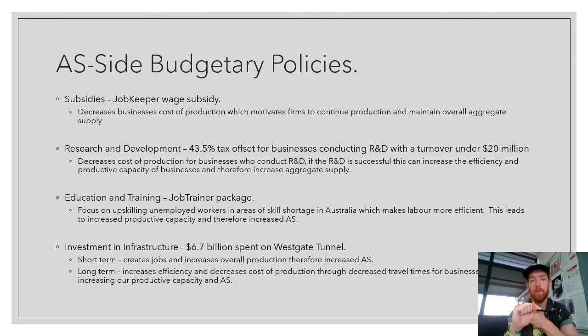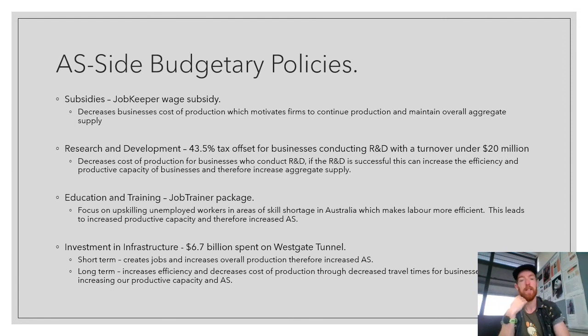With education and training, we've got the job creator package. You'd also look at the job maker package, but it's focusing on upskilling unemployed workers in areas of skill shortage in Australia to make labour more efficient. This leads to increased productive capacity, therefore increased aggregate supply.